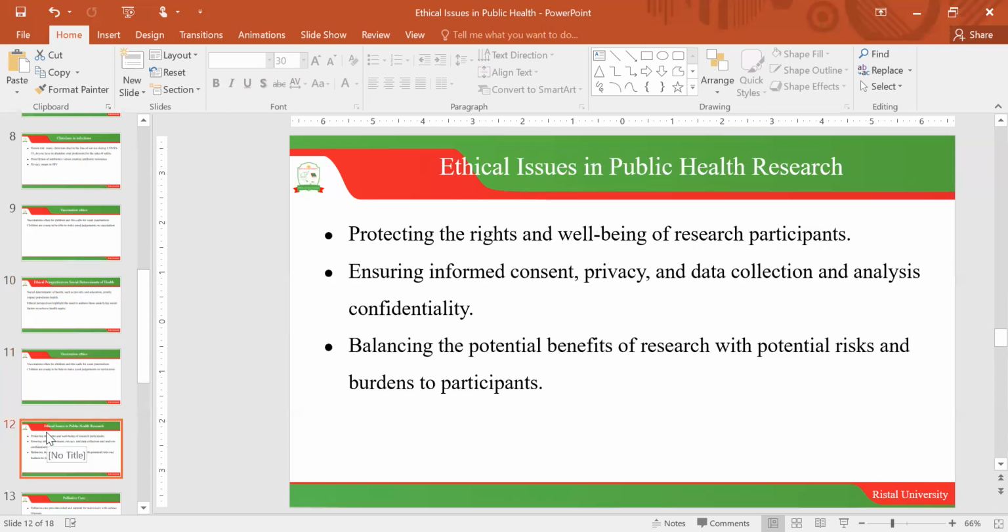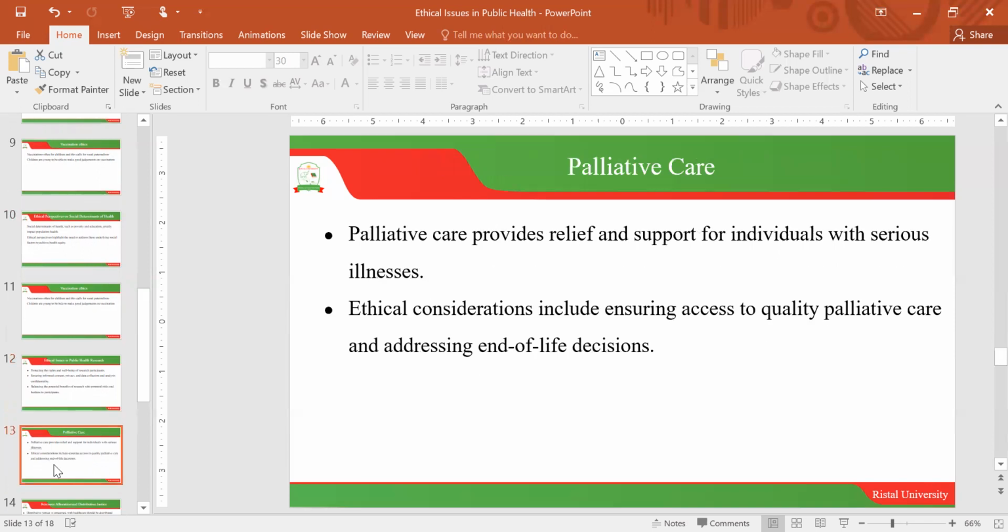And then health research. Those of you who missed the Nuremberg Code, it discusses issues of informed consent, and making sure that people's rights are protected. Privacy, confidentiality, and others are very important in public health research.